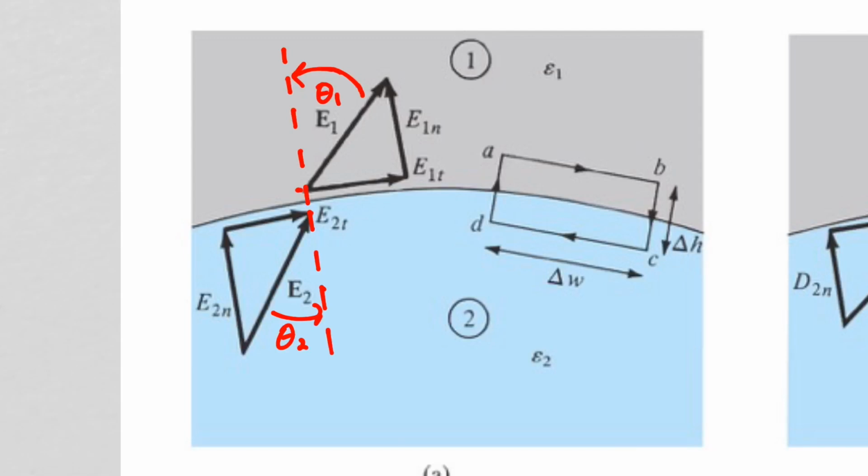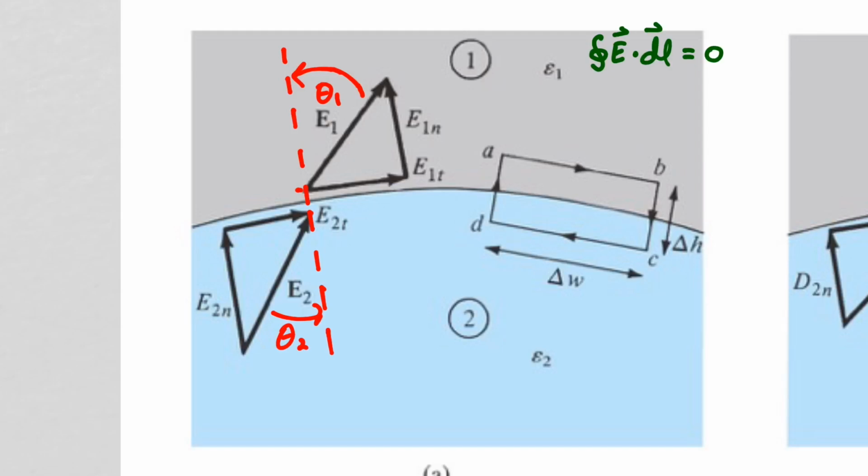We can represent our electric field intensities as the sum of two components. One component that's tangential to the interface, and the other component, the one that is normal to the interface. Sub t for tangential, sub n for normal. By applying the two Maxwell's equations we have developed so far, we'll be able to get relationships for the tangential and normal components of the fields on the two sides of the boundary.